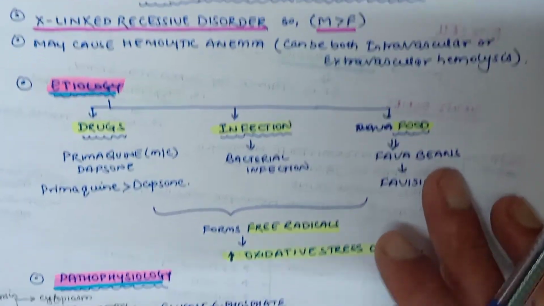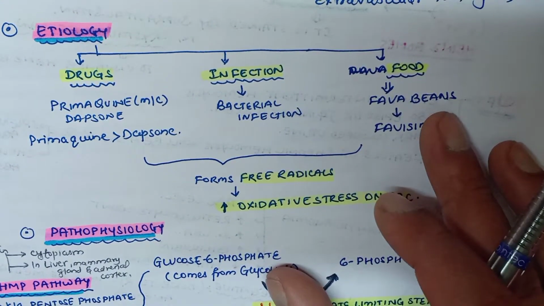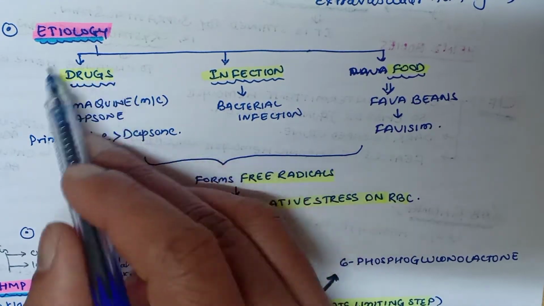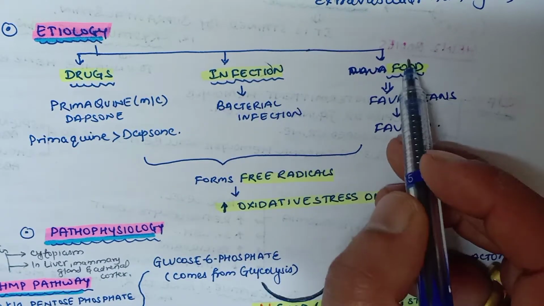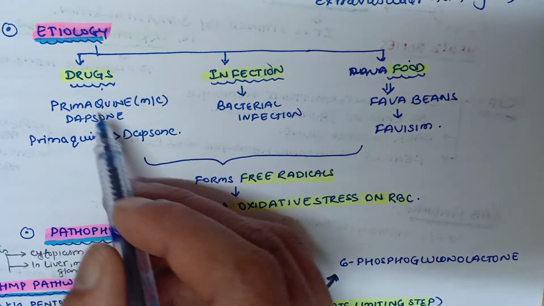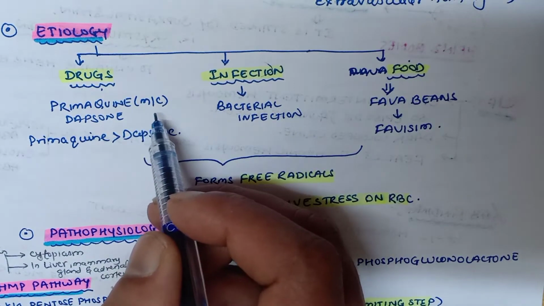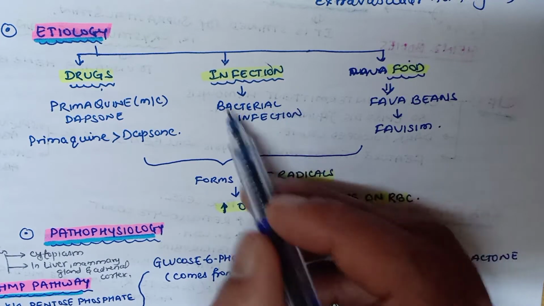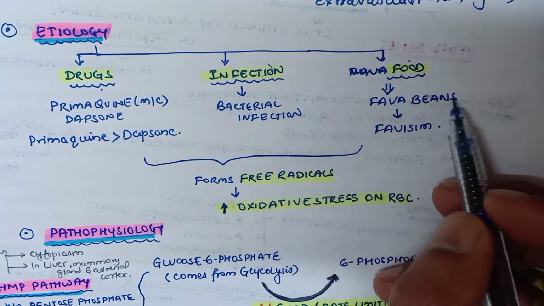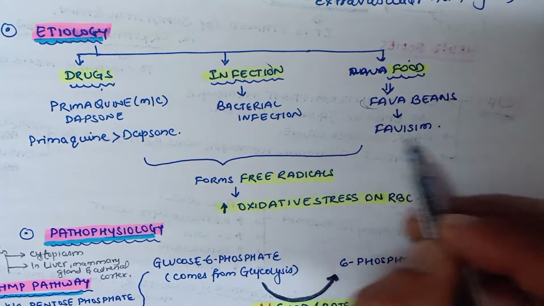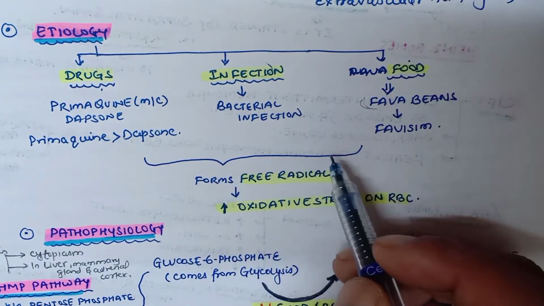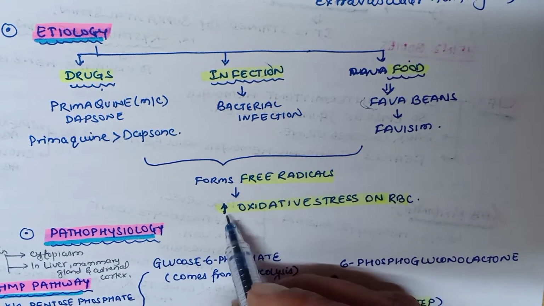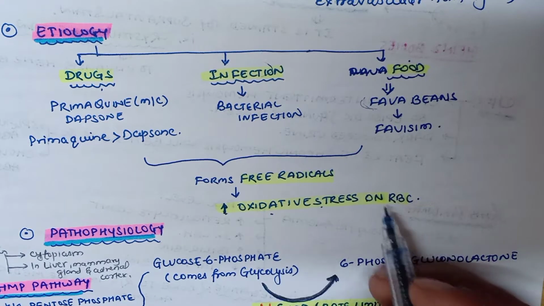Now coming to the etiology, there are various factors responsible for G6PD deficiency, but the most important ones are drugs, infections and food. Among drugs, primaquine is the most common cause. It can also be due to various infections like bacterial and fungal infections, and fava beans may result in favism. All these etiologies are responsible for the formation of free radicals. These free radicals will cause increased oxidative stress on RBC.